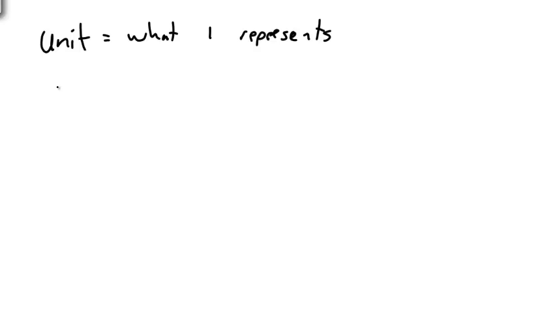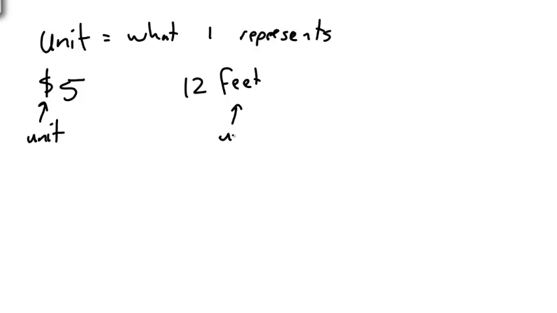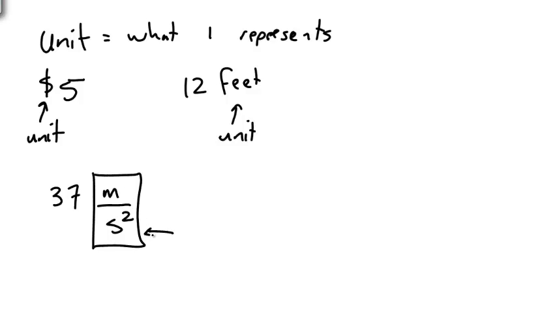You'll say, oh, $5. So that's the unit, is the dollars. You have 12 feet. Feet is the unit. In physics, you have crazy units. You'll have 37 meters per second squared, or something like that. Then this whole meters per second squared is the unit.